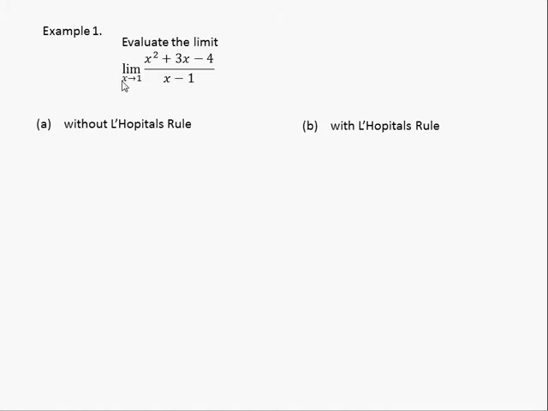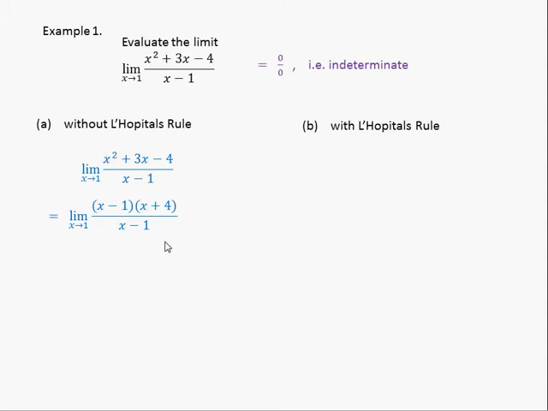Okay, if we just substitute in 1 straight away, we'd get 1 plus 3 minus 4 divided by 1 minus 1. So we get 0 over 0, which is an indeterminate form. So we can't just substitute in 1. Without L'Hopital's Rule, what we would do is factorize. Once you factorize, you can see, oh, x minus 1, I can cancel that out. So that's the limit as x approaches 1 of x plus 4. So obviously we can just substitute in 1 now. 1 plus 4, 5.